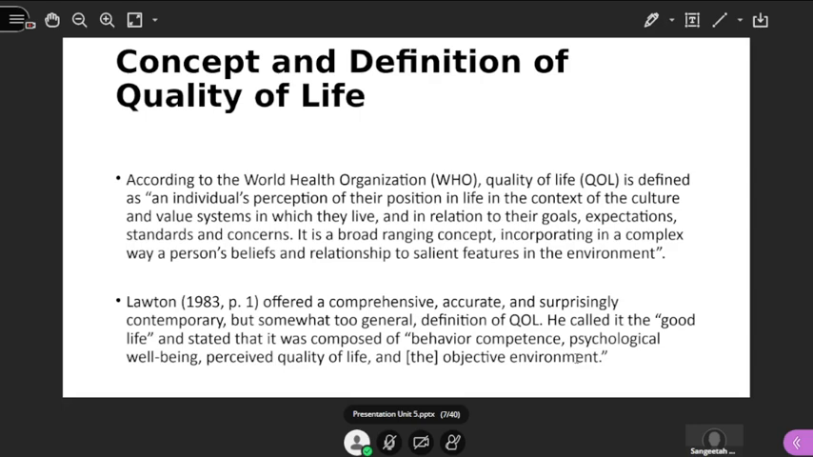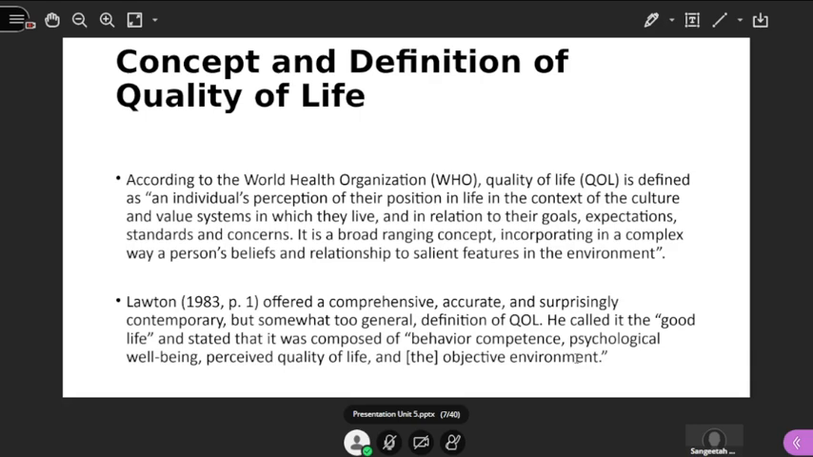So these are the things they say: it is the perception of the position in life, in the value system in which the person lives, right? Their goals, expectations, standards, and concerns, and whether these people are satisfied or not. Lawton offered a comprehensive, accurate, and surprising contemporary, but somewhat too general definition of quality of life.